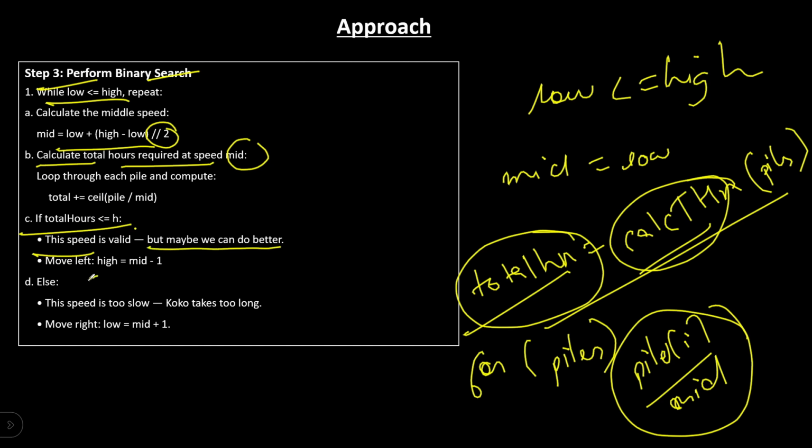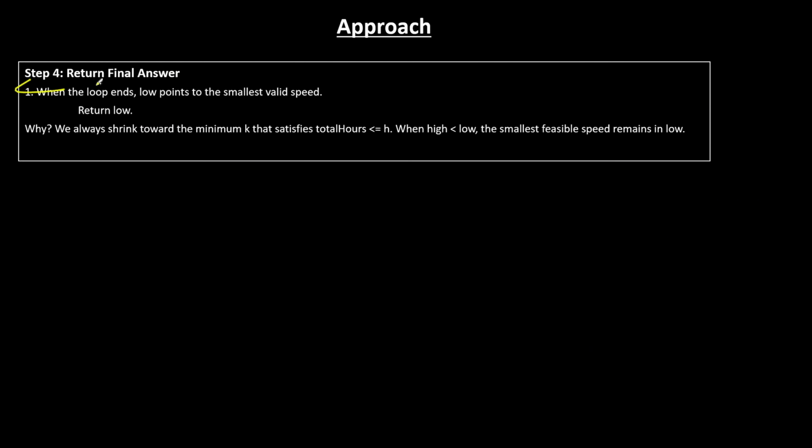Therefore we set high equals mid minus 1, okay? That means we try to reduce the speed. Else if the value is greater than h, that means we have to increase the speed. Therefore we set low equals mid plus 1. The speed is too slow, Koko takes too long, okay? Now step 4, we return the final answer.